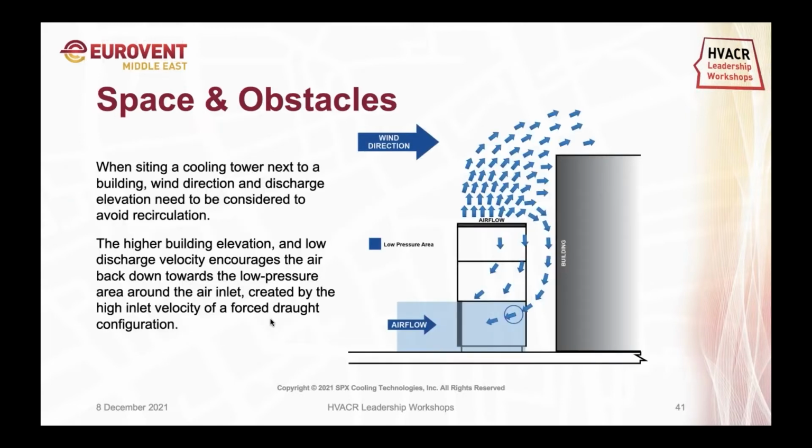The next point is the space and obstacles. It goes back to the same reason. We need to avoid any type of recirculation, right? Any recirculation can affect the performance of the cooling tower. We need to always have proper space and proper clearance around the cooling towers. And usually these kinds of numbers or parameters or space required will be available in the selection sheet you are getting from the manufacturer.